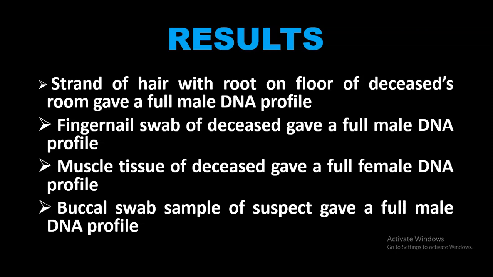Also, muscle tissue that was taken from the deceased woman at autopsy to compare with the various crime scene samples gave a full female DNA profile. Of course, we know the source, that is from a woman, so it gave a full female DNA profile. Once again, background swab sample from the suspect, the 34-year-old auto mechanic boyfriend of the deceased woman, gave a full male DNA profile. We also know the source of this sample is a male, so of course it should give a full male DNA profile.